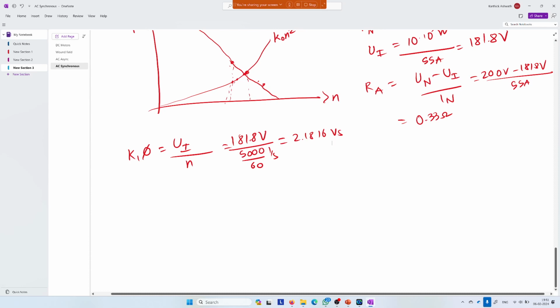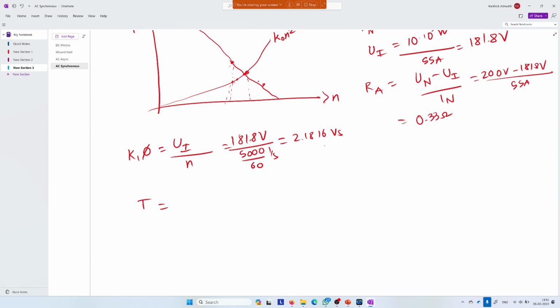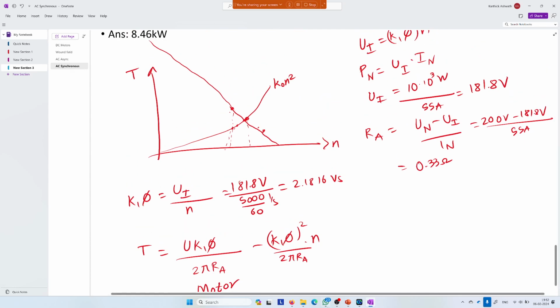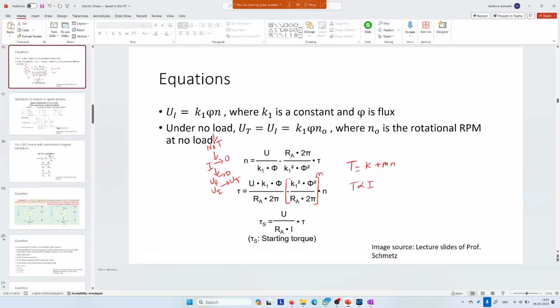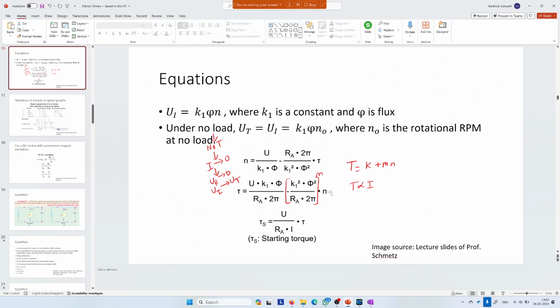Let us use the torque equation. Torque is equal to U K1 phi divided by 2 pi Ra, minus K1 phi whole square divided by 2 pi Ra times N. This is the equation we have. This is directly from the slides. Torque in terms of RPM.